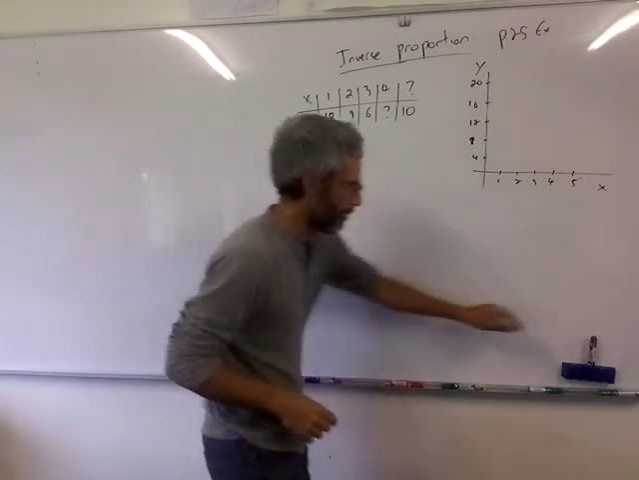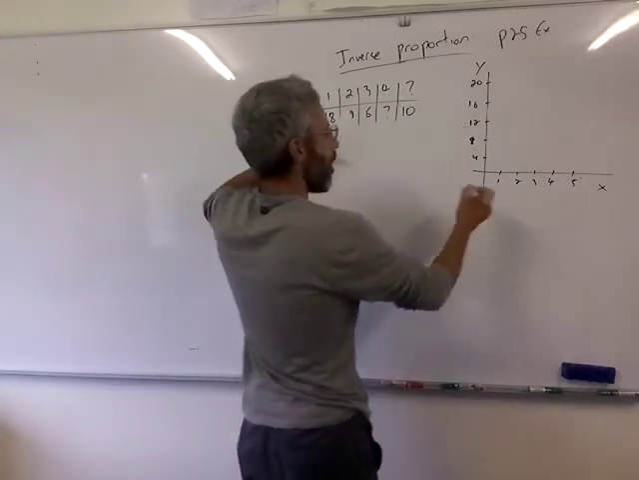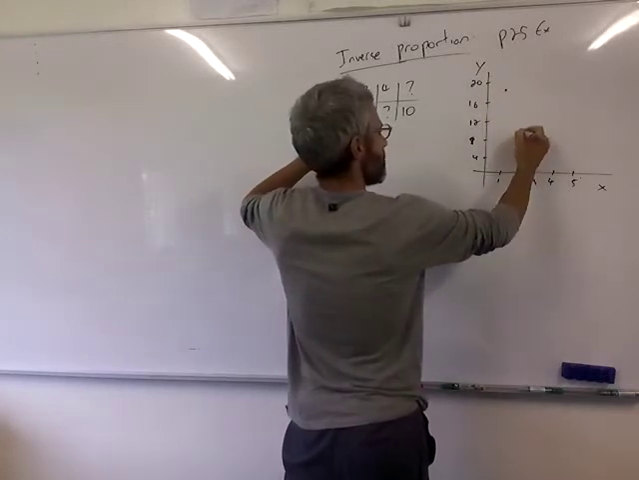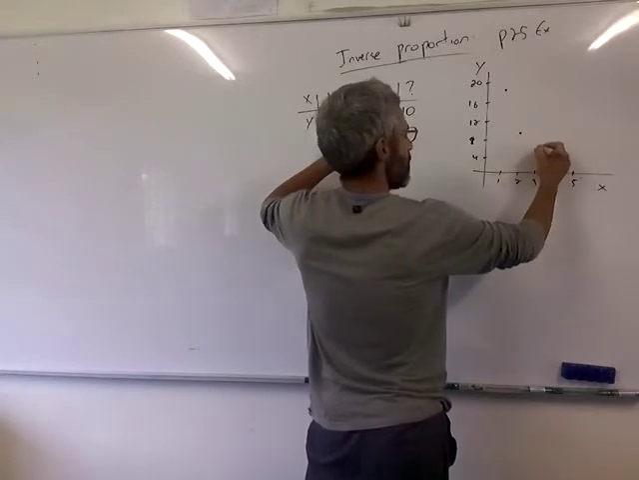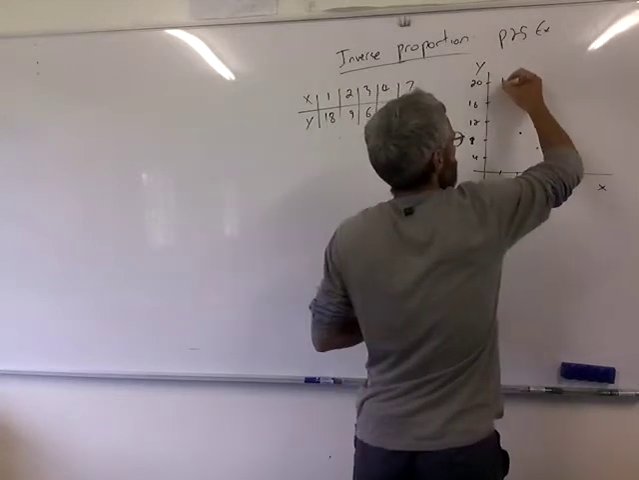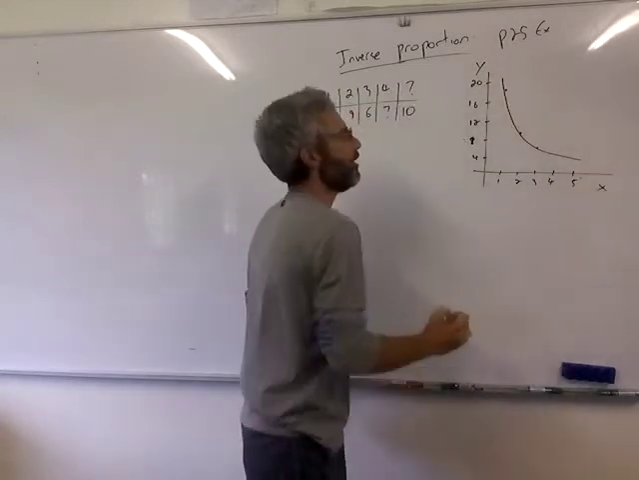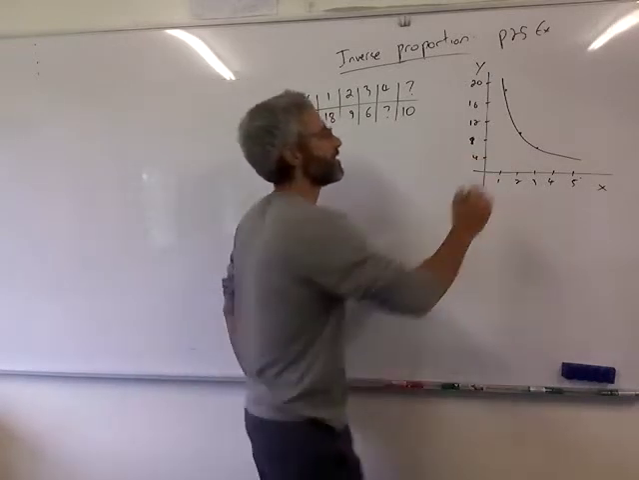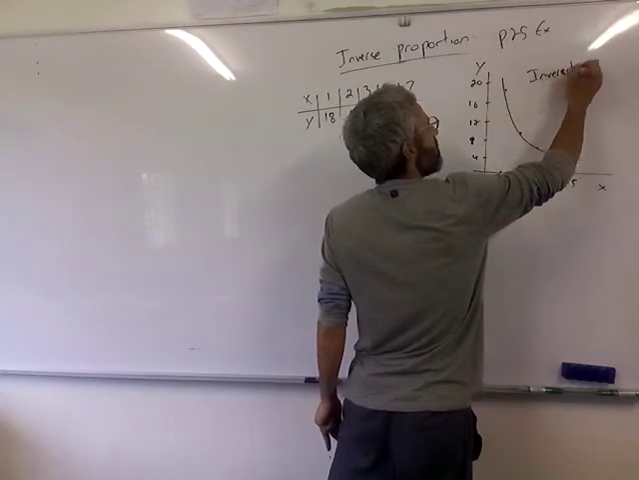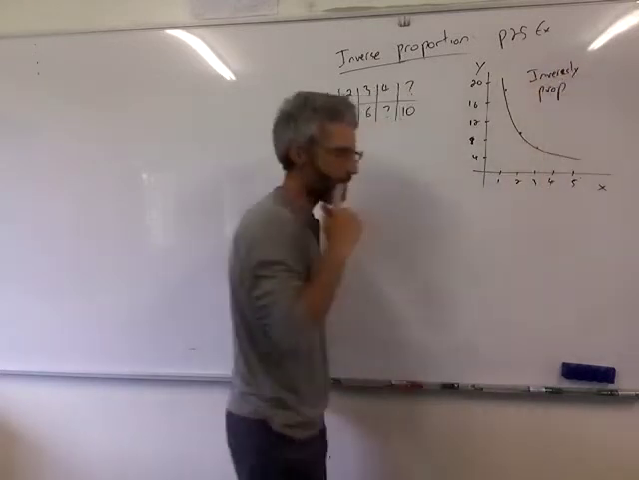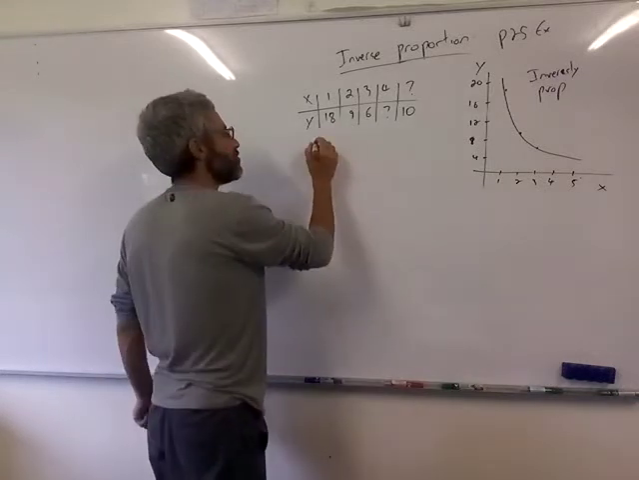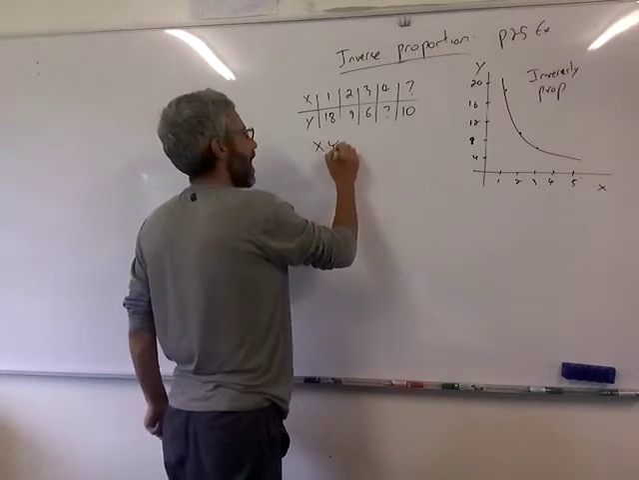Let's do the plots here. So 1 and 18, somewhere like this. 2 and 9, somewhere around here. 3 and 6 is just about there. And basically the graph that we're going to get is something like that. When you create a graph like that, that suggests that the variables are inversely proportional.